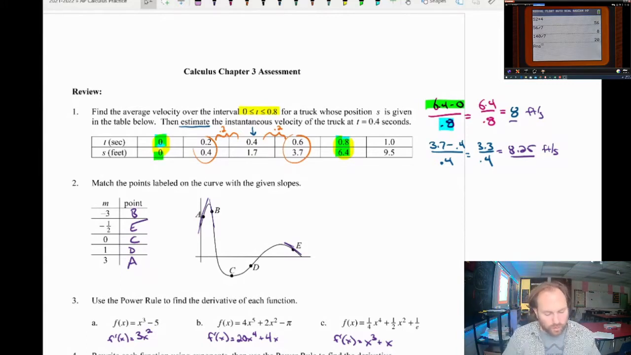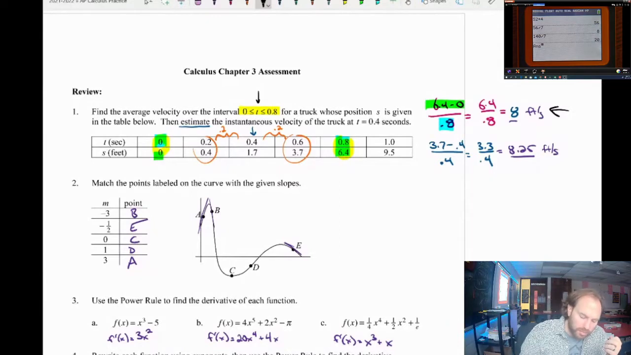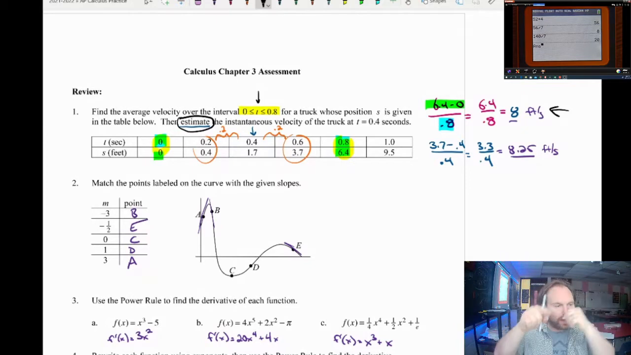Question 1, what you're going to want to do is basically find the slope between the point where x is 0 and the point where x is 0.8. That's what we did over here. For the next part of the question, we don't have enough information in this table to find the exact instantaneous velocity, but if we want to estimate it, we can use points that are equidistant from it on either side. So that's why I chose 0.2 and 0.4 and 0.6 and 3.7. Again, just using the slope formula to figure out the rate of change between those points, and you get about 8.25, which is the answer.